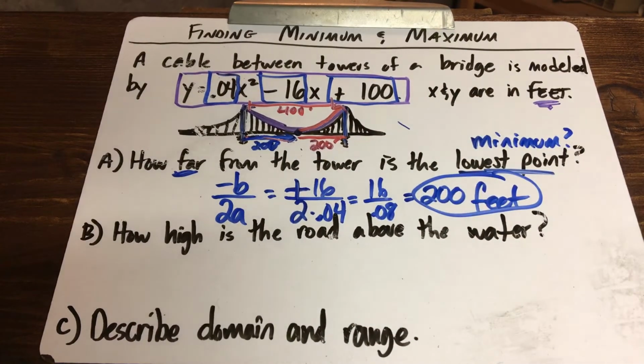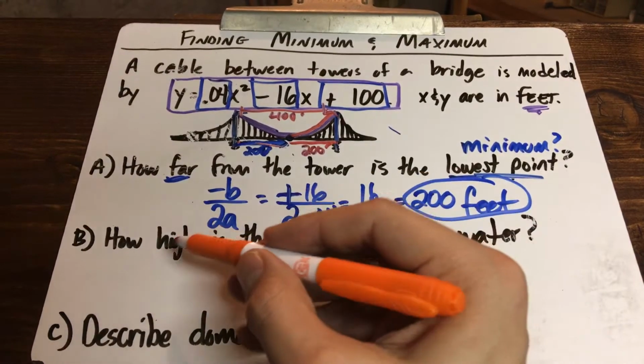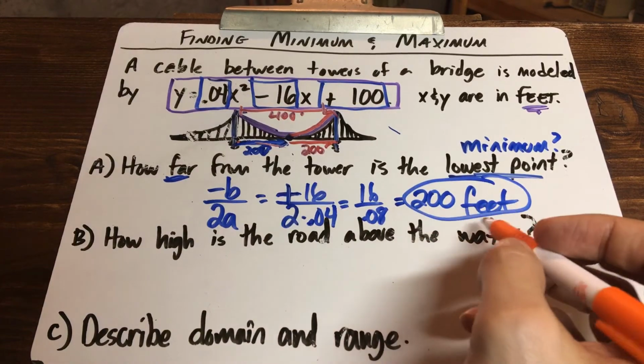But that's not what it asked. I was just throwing that in there because sometimes books will be very tricky and they'll even put that question in there. Okay, what we need to do is, how high is the road above the water?